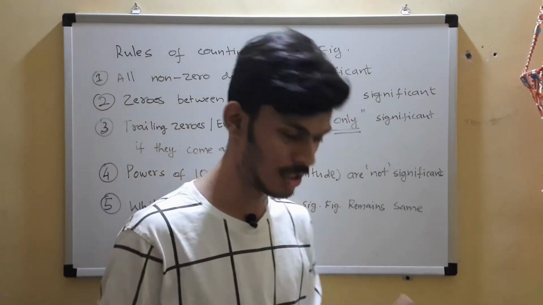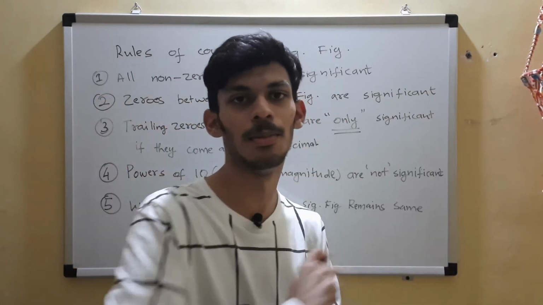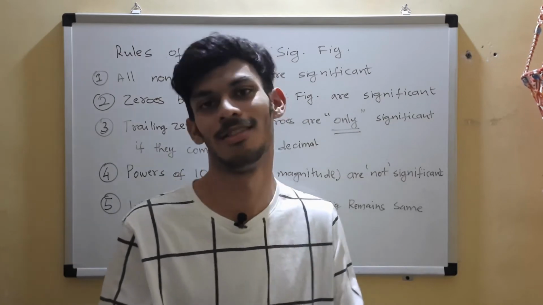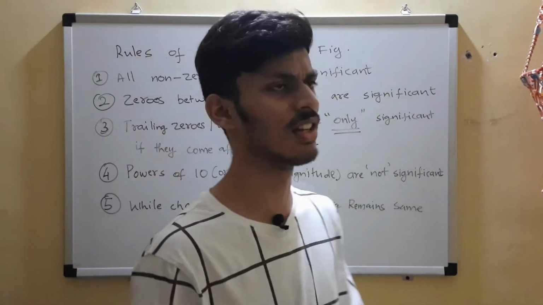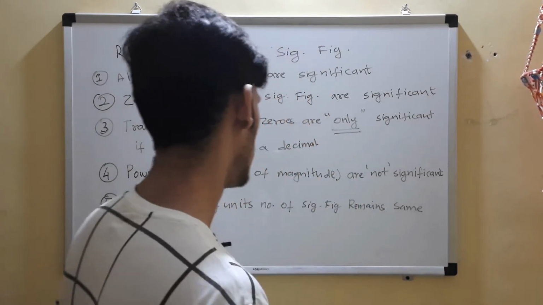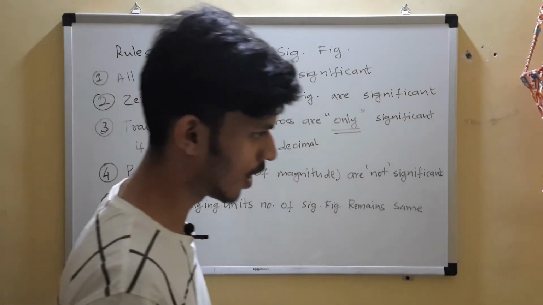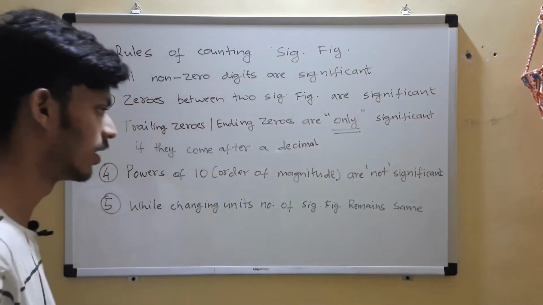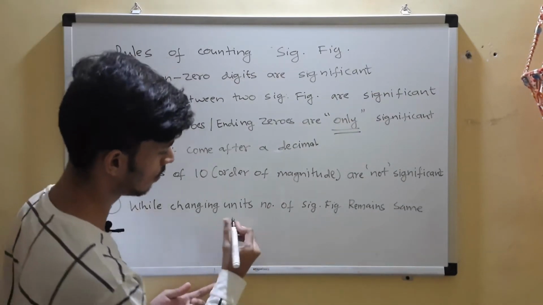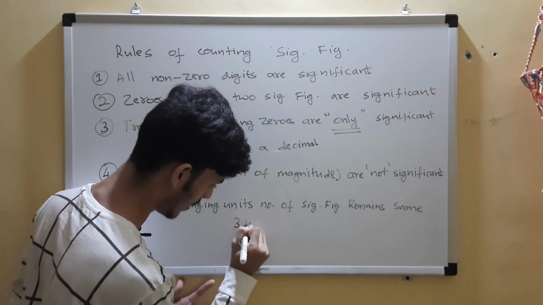Because see, if you measure something in meters and then convert it to centimeters, will it get more accurate? No, obviously not. So accuracy does not change, and significant figures won't change as well. So when you change units, you have to be careful that you maintain the same number of significant figures. Like let's take for example 3 kilometer.